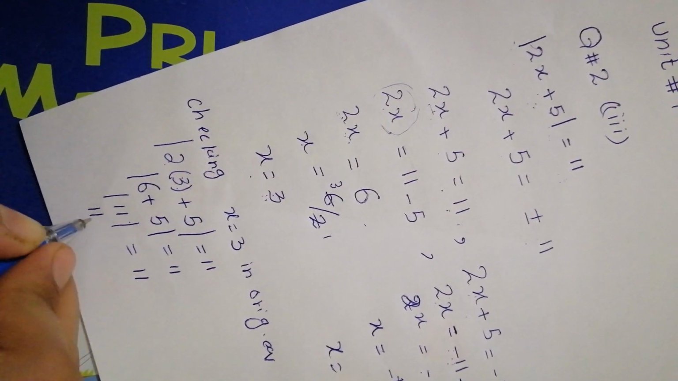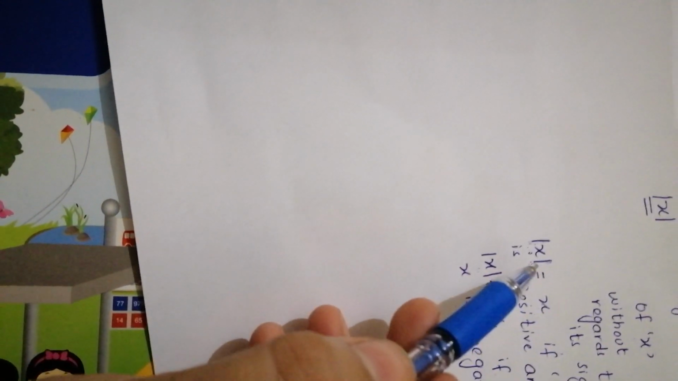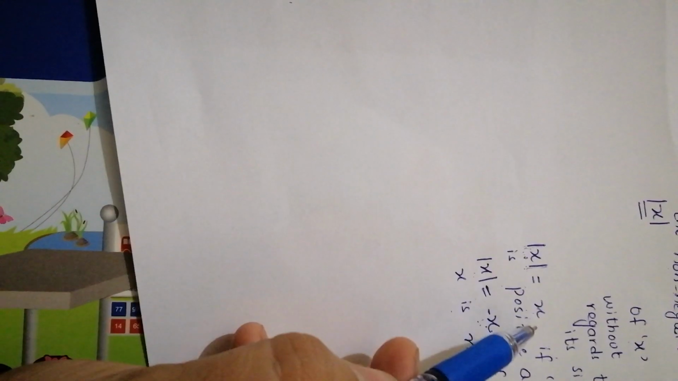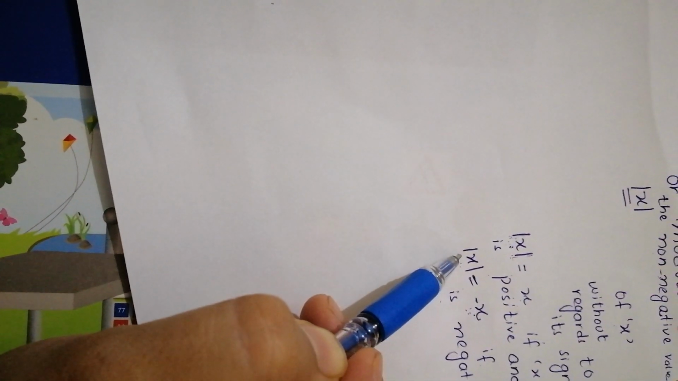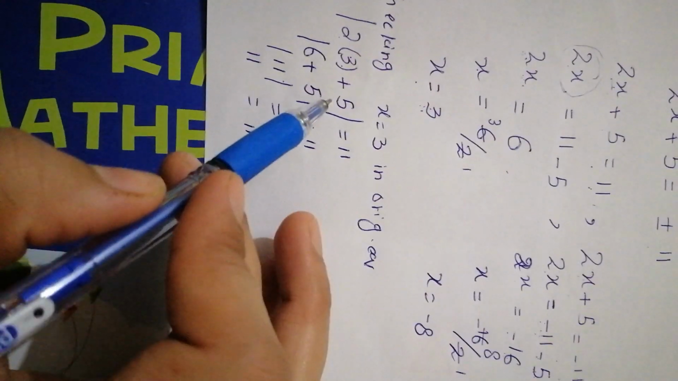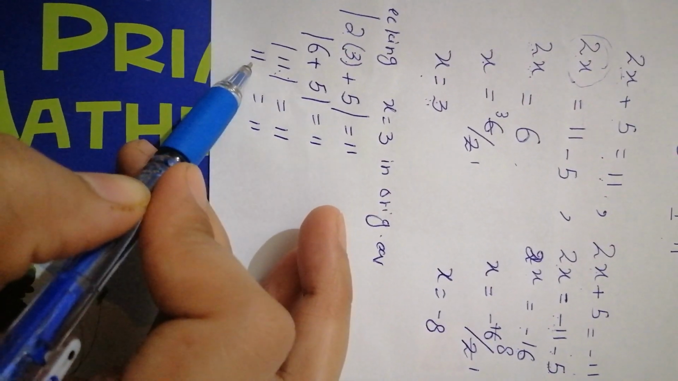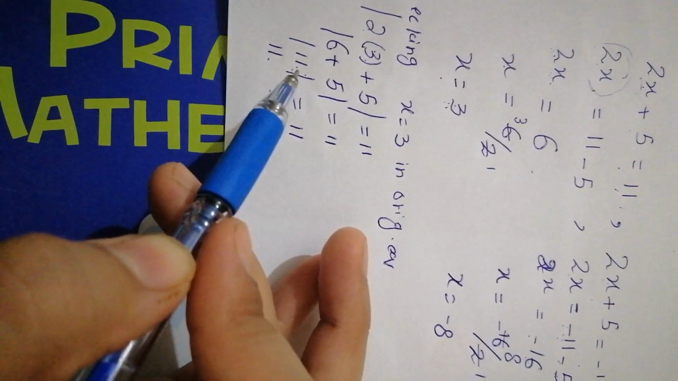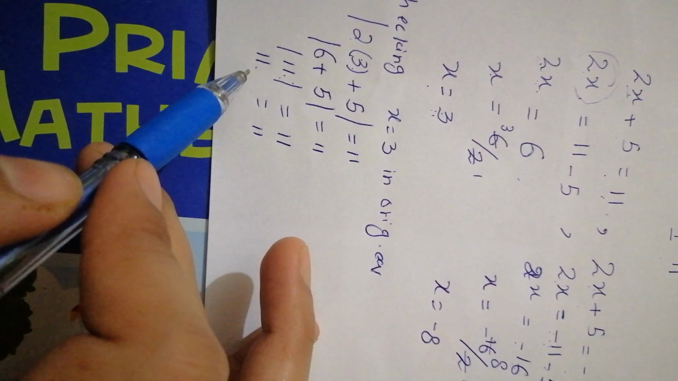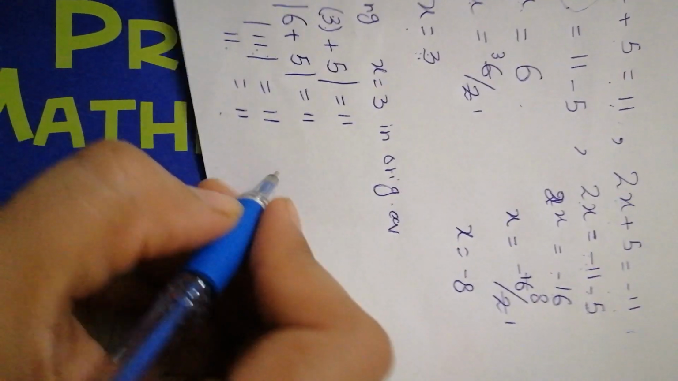Absolute value of 11 is equal to 11, because in the definition I have told you that mod of x, any real number, is equal to x if x is positive, and it is equal to minus x if x is negative. So this is a positive number. 11 is a positive number. So absolute value of 11 is equal to positive 11. Is it clear? So you can see that you have two sides the same. 11 is equal to 11. So you can say this is true.